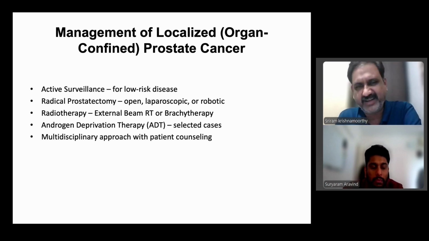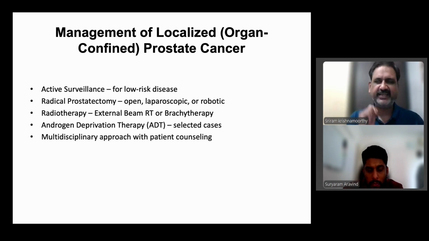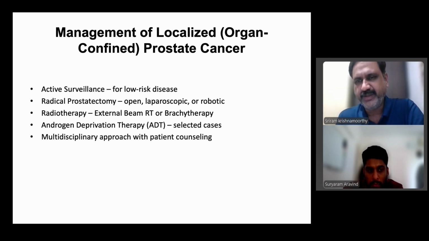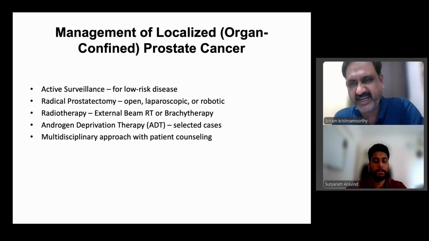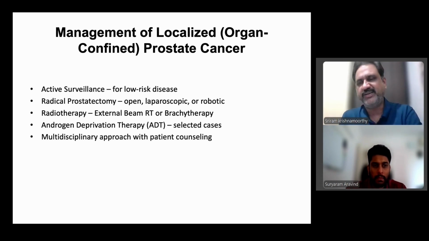Because active surveillance, as I had mentioned last class, the difference between active surveillance and watchful waiting is that in active surveillance, you don't just do nothing at all. In active surveillance, you follow them up in such a way that if the patient upstages to a higher grade or higher stage, you can always offer the patient a treatment with curative intent.